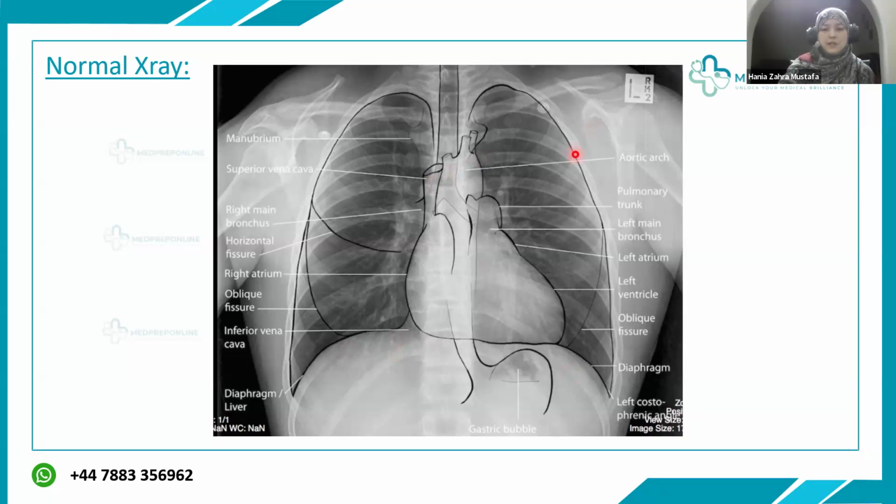And then you will see everything else. E is for everything else. You will see the bones, you will see the soft tissues, and any other significant finding. For example, if anyone is having a pacemaker or tubings, you will just see that in the end.